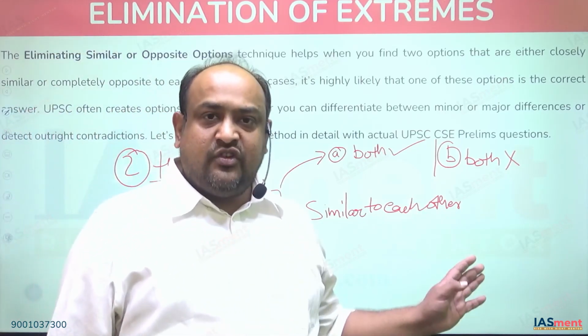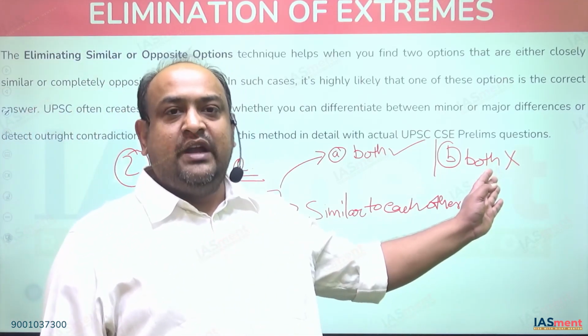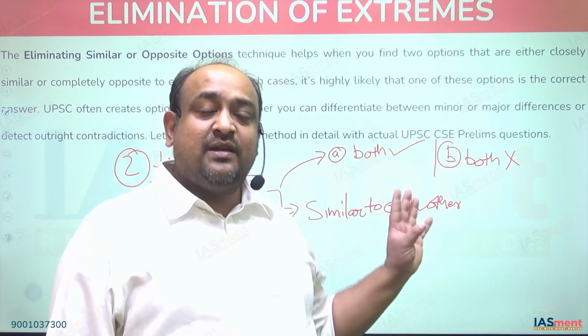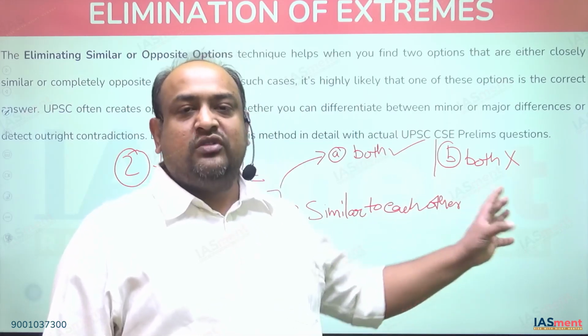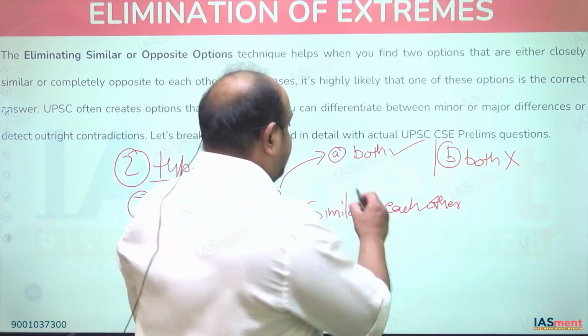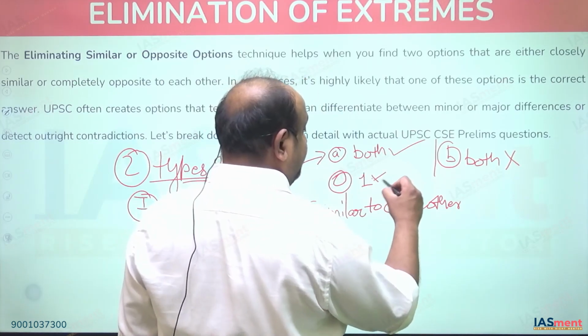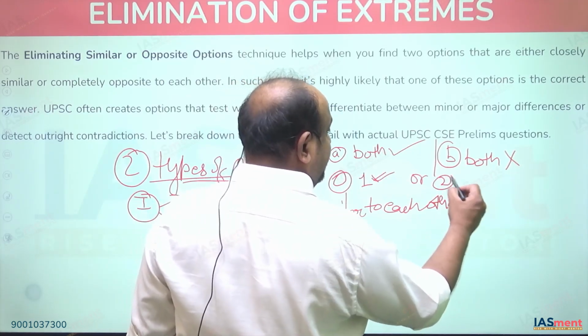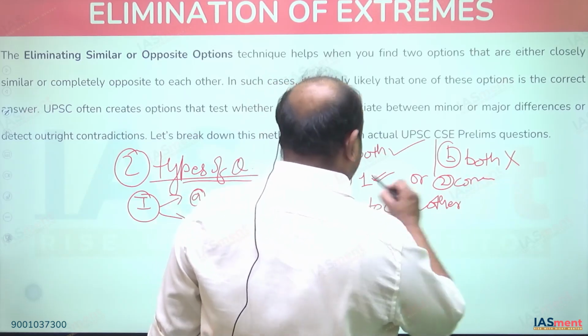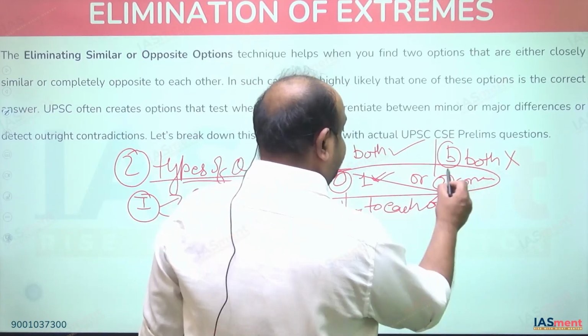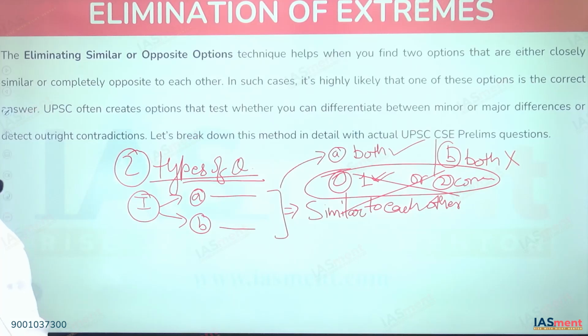In this type of question, only this possibility exists: either both the statements will be correct or both the statements will be wrong. Here, it is not possible that only one is correct or only two is correct. It is not possible in this type of question.